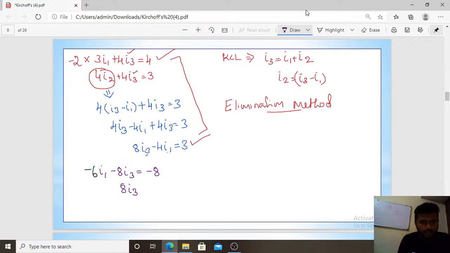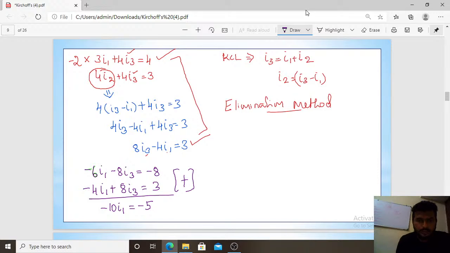8I3 plus minus 4I1 that is equal to 3. Okay. So what I do, I will add up these two. Then I will get a minus 10I1 that is equal to minus 5. Okay.